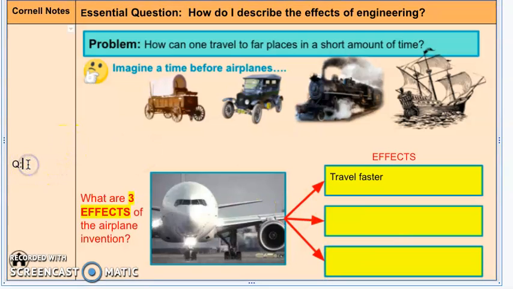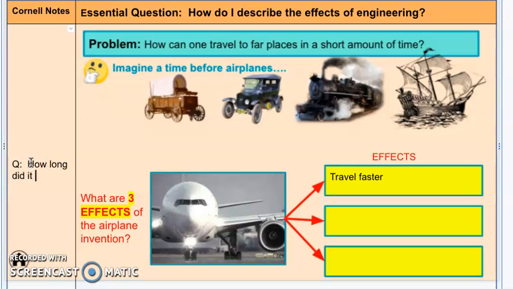All right, students, and then the last thing is we need to have a question. Maybe your question is, how long did it take for people to travel in the past? Or maybe your question is, what did people use the most to travel in the past? Wagons, trains, ships? You think of a question, put it in the question spot, and then you are finished with your notes for today.